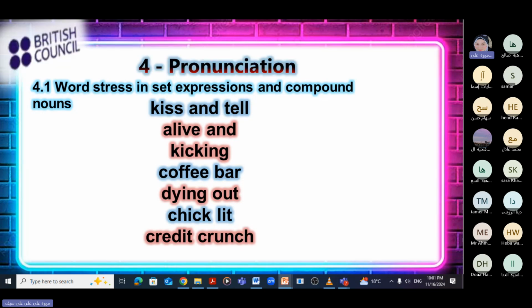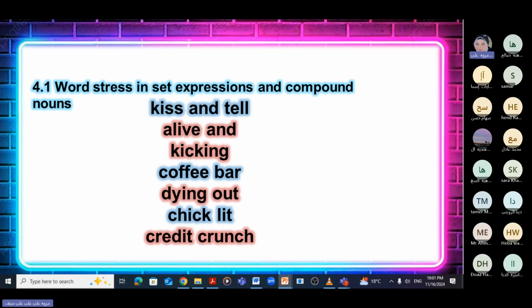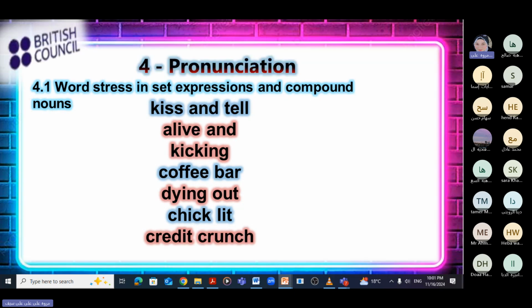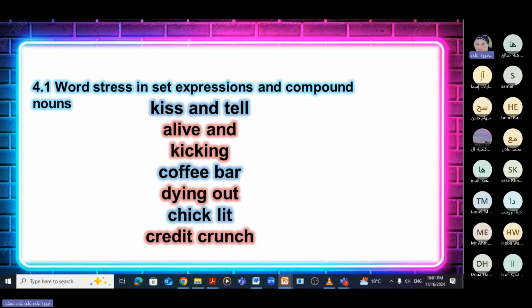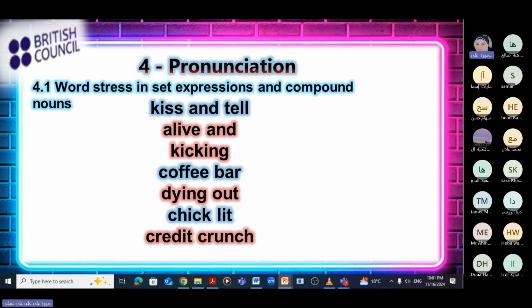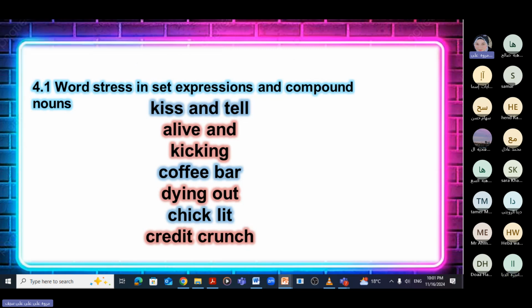So let's think about the pronunciation. Let's read them. You will read them alone and tell me which word is stressed. You underline the stressed word. Then I will show you a video pronouncing these expressions and compound nouns. Then you will check your pronunciation, which ones are stressed. Okay? So you have 1 minute to think about the stressed words in every set expression.